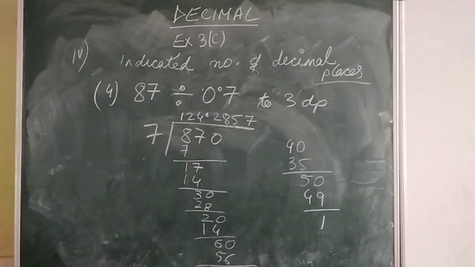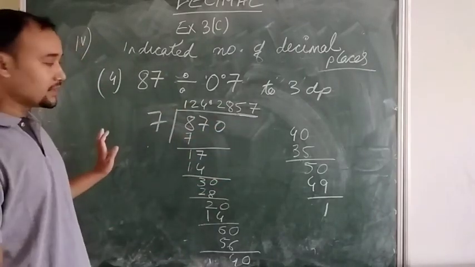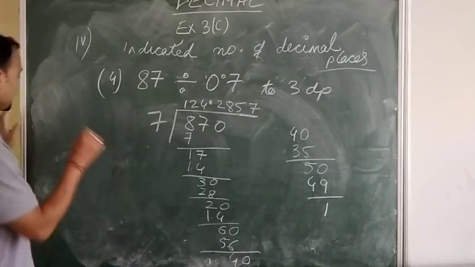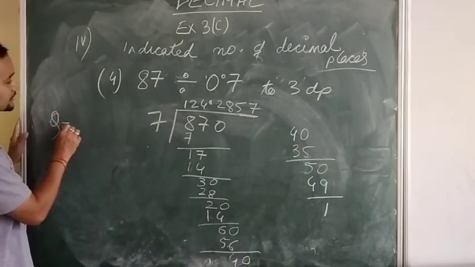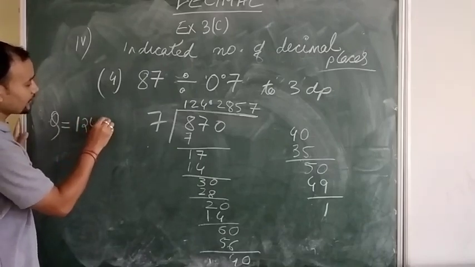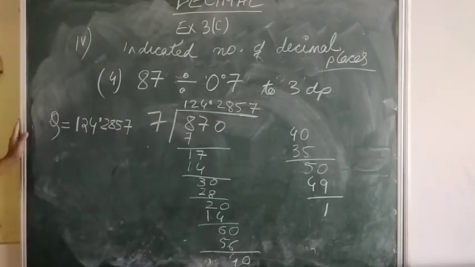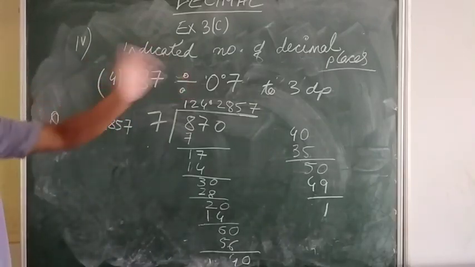Okay, you can see. I've done this, and I think this is very easily understandable. Now I write the question. The answer is 124.2857. They are asking us to stop at 3 decimal places.